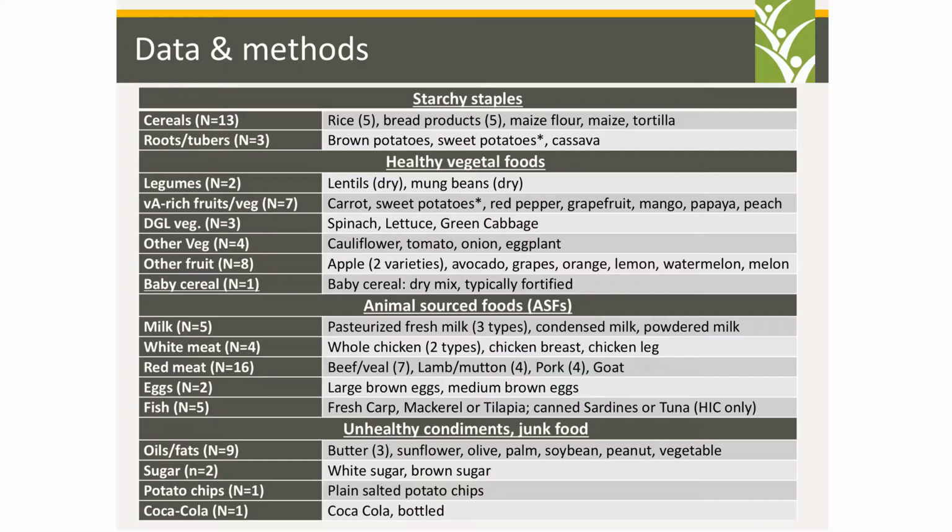These are the food groups. Just briefly, they've got two starchy staples, six groups of healthy vegetable foods, five groups of animal source foods, and then some unhealthy condiments and junk food.